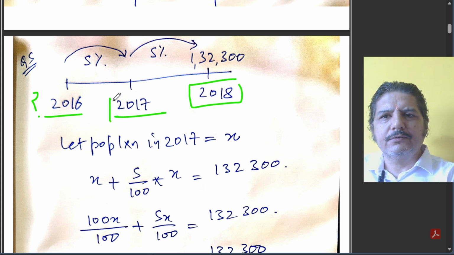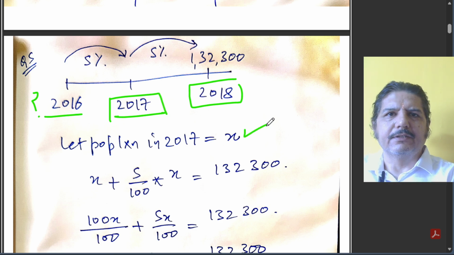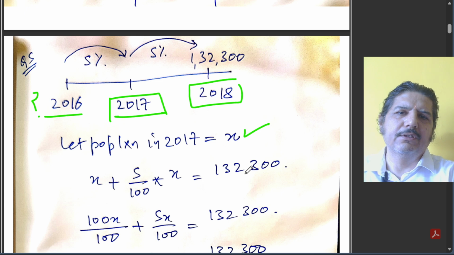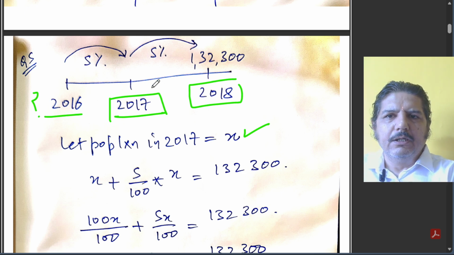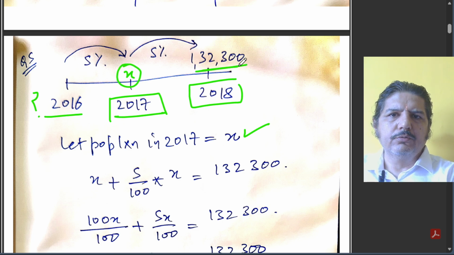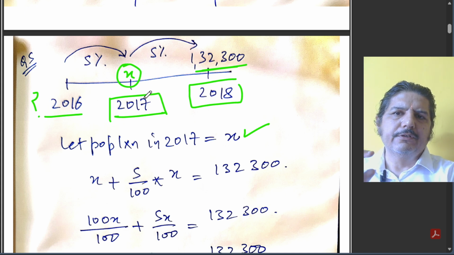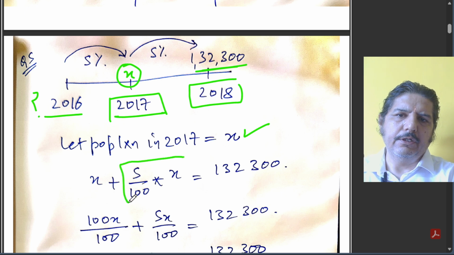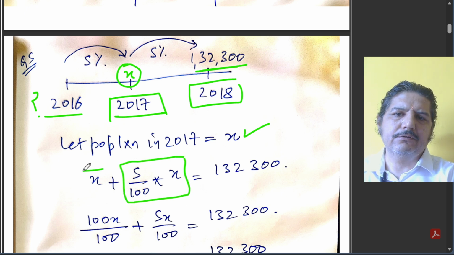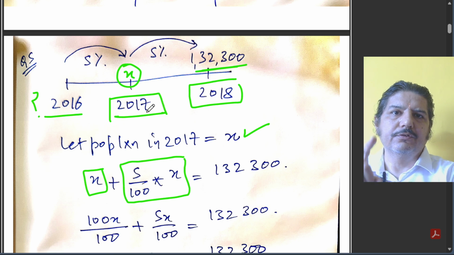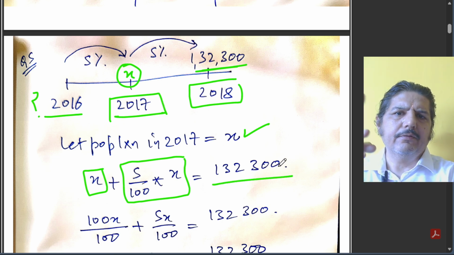Now, what I have assumed is that the population in 2017 is X. Why am I assuming this? You will understand shortly. Now, this 1,32,300, how do I get this? If the population in 2017 is X, if I increase it by 5%, that is 5% into X, and then I add X, which was the population in 2017, I will get 1,32,300. Hope this is making sense.